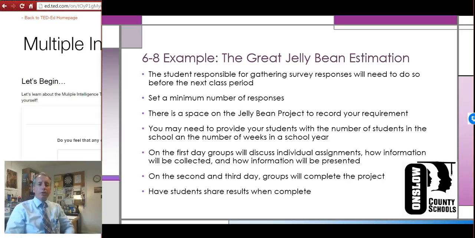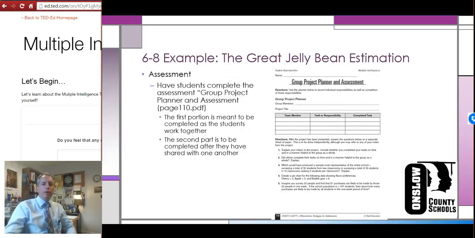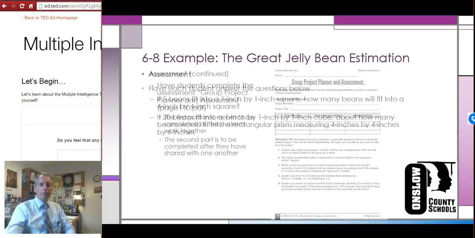The second and third day of the project is when the groups will come together, because they'll have their data to complete the projects, and then they can share with one another. They have a little planner here, right? So that we make sure that kids are working together, that everybody knows what their responsibility is, and then they can list what they completed in the task. If you're trying to give a grade on this, you can certainly assess independently and in terms of the group.